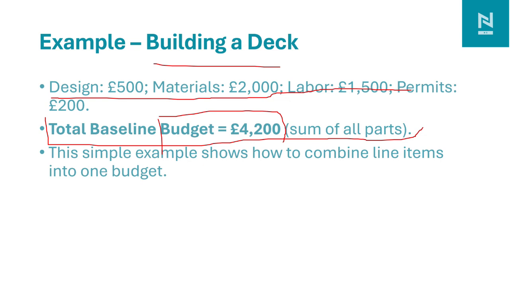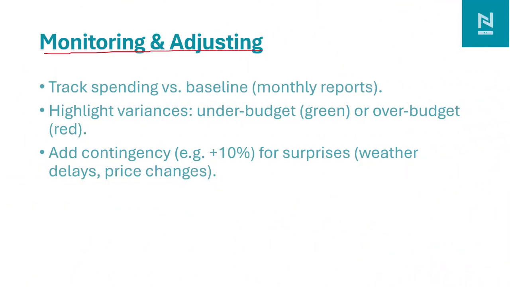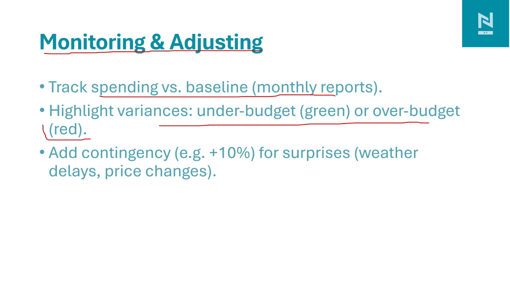If there is any variance, then it needs to go through the change process for the budget or change in the scope. After we have the baseline budget, we need to track the spending versus the baseline, create a monthly report, and calculate the variance. We need to find out whether we are under budget or over budget. If we are under budget, that's green. If we are over budget, we need to highlight the reason for the variance in the project. Also, while developing the baseline, we need to add a 10% contingency for surprises or risks in the project, such as delay, price change, or inflation.